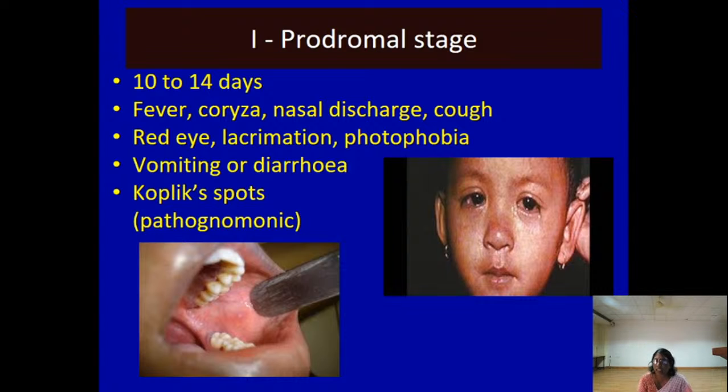And when you look at the buccal cavity, you see the Koplik spots. They are pathognomonic. How do they look? They are like white spots on the pink mucosa, and they are very important for your diagnosis.